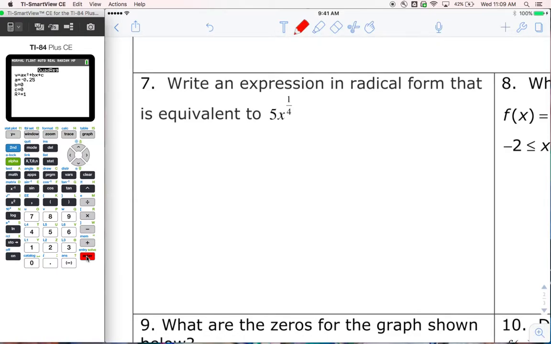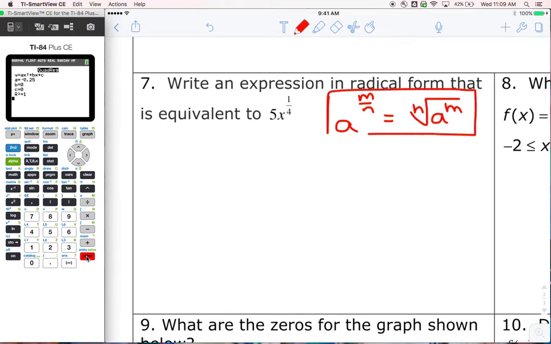Well, let's remember we have a rule for this. It's on our formula card. It says a to the m over n is equal to n as the index number, a to the power of m. So we're going to rewrite this. This is on your formula card, guys. You don't have to memorize this.